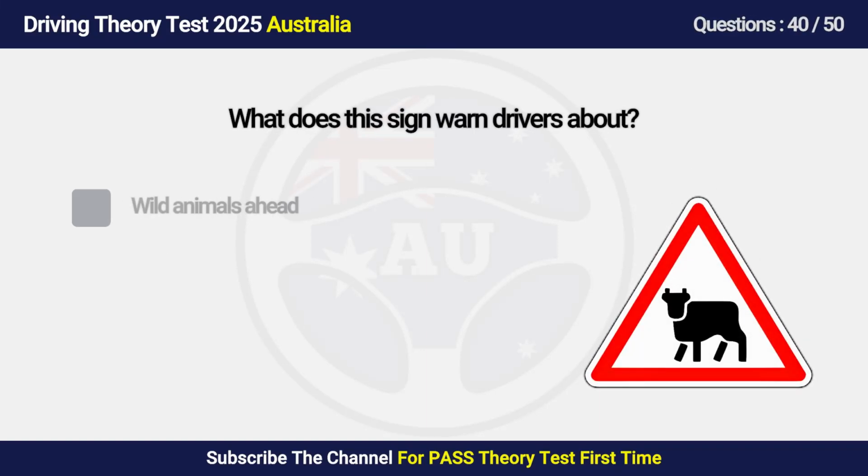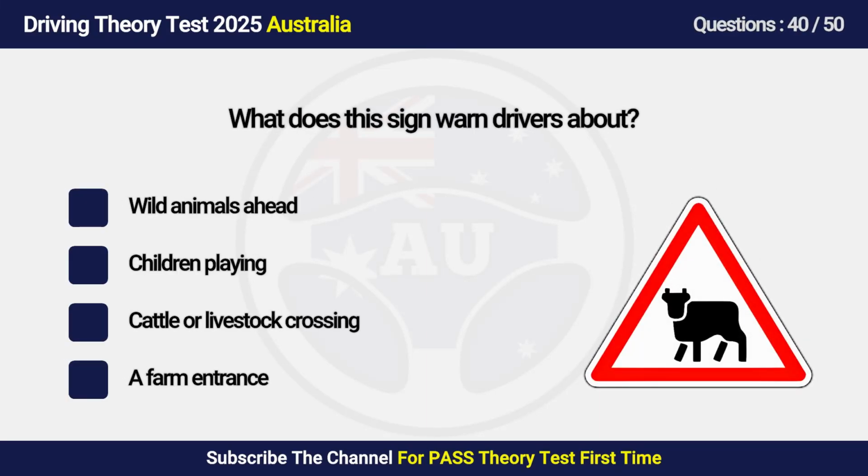Question 40. What does this sign warn drivers about? A. Wild animals ahead. B. Children playing. C. Cattle or livestock crossing. D. A farm entrance.